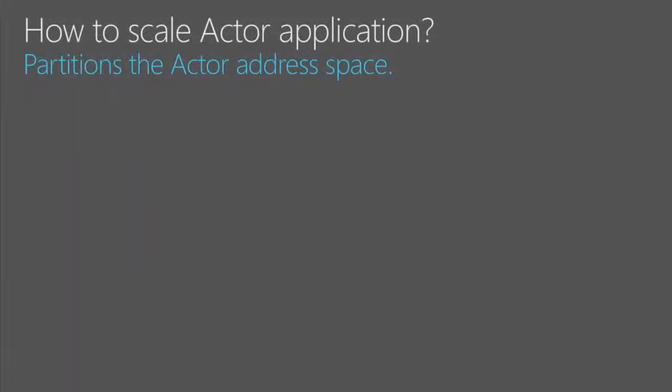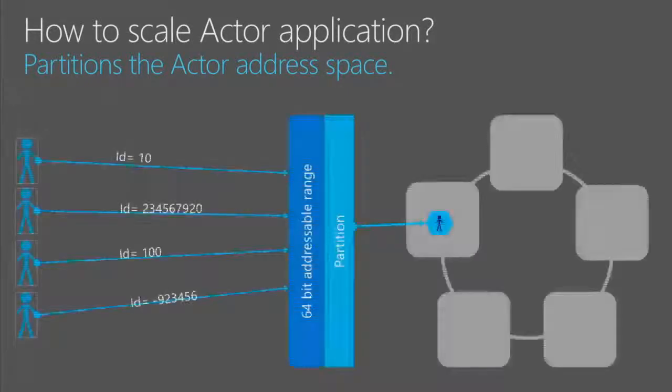Now, how do we scale an actor application? So we wrote the application. How are we going to scale this application, right? So, actor address space: you know that these actors are basically independent units. Think of it as a big 64-bit addressable range, where these actors exist, and I'm going to make calls onto those actors.